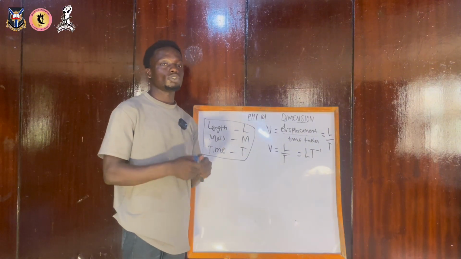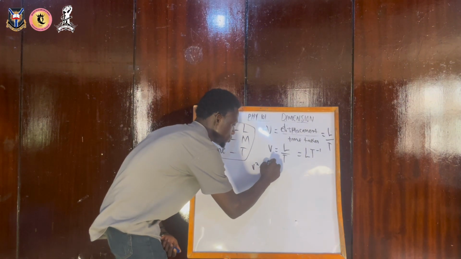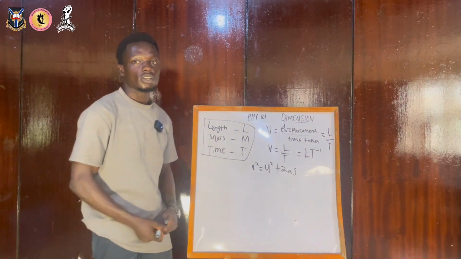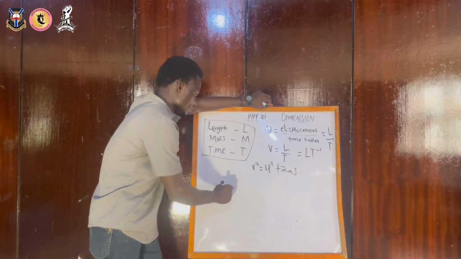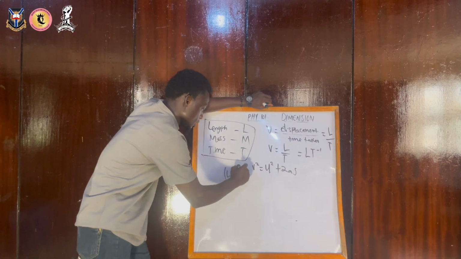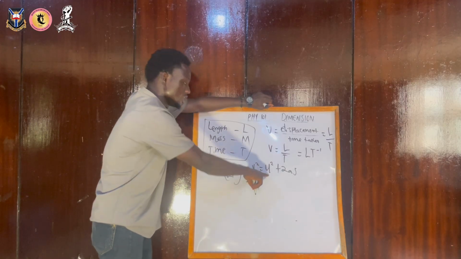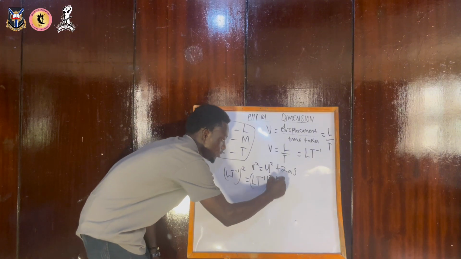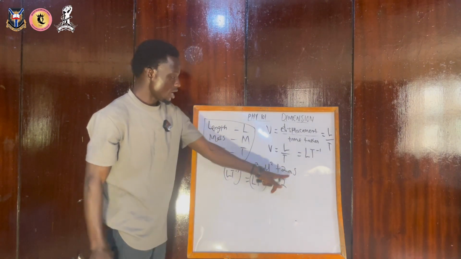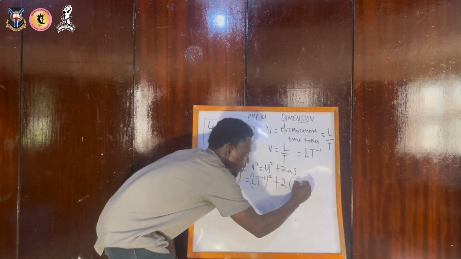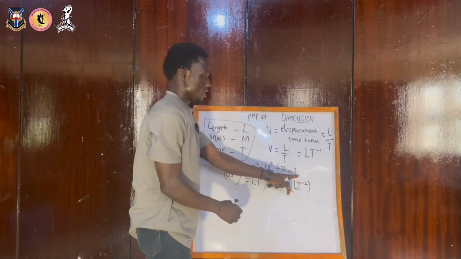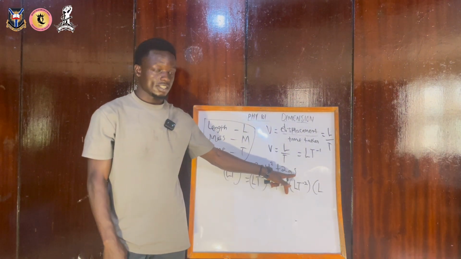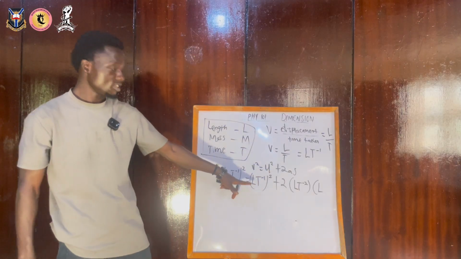Take the equations of motion for instance. Let's say v square equals u square plus 2as. Using dimensional analysis to check whether this equation is right or otherwise. The dimension for velocity is LT minus 1, and here we have v square. This u is also velocity, which is the same thing as LT minus 1, square, plus 2. Our a is acceleration, and acceleration is LT minus 2, and s is what? L. Are we together? s is distance, a is acceleration, v is velocity, u is also velocity.